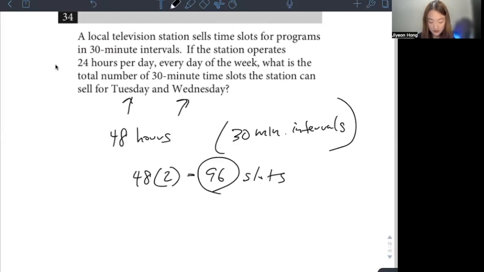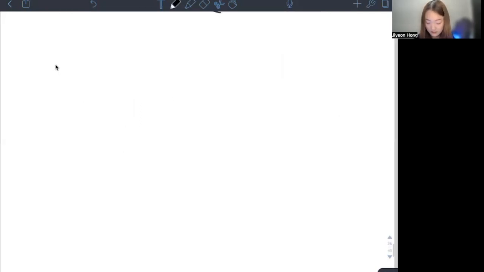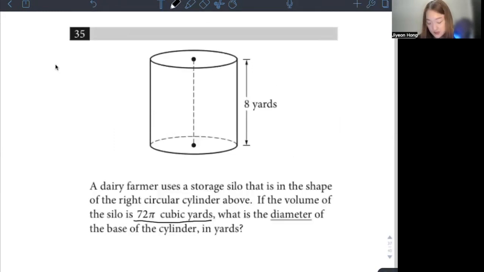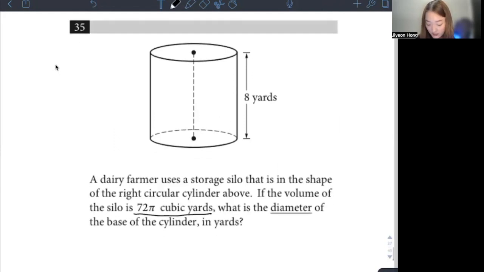All right, moving on to number 35. We have a cylinder silo, and it says that the volume is 72 pi cubic yards, and it wants us to find the diameter. So firstly, you have to find the volume formula, or you should have it memorized: pi r squared times h. And it tells us that the volume is 72 pi, so I'm going to plug that in.